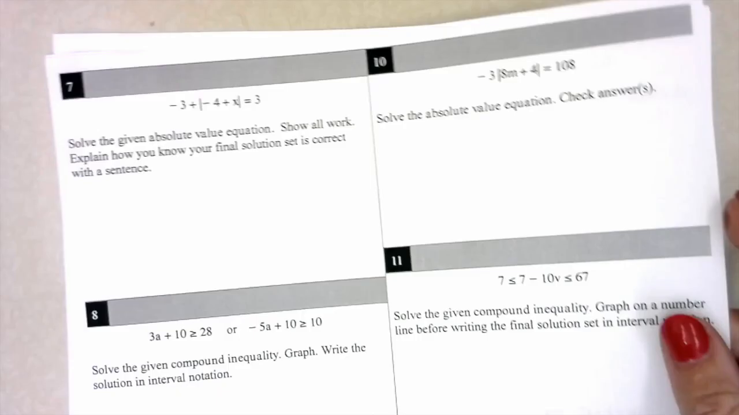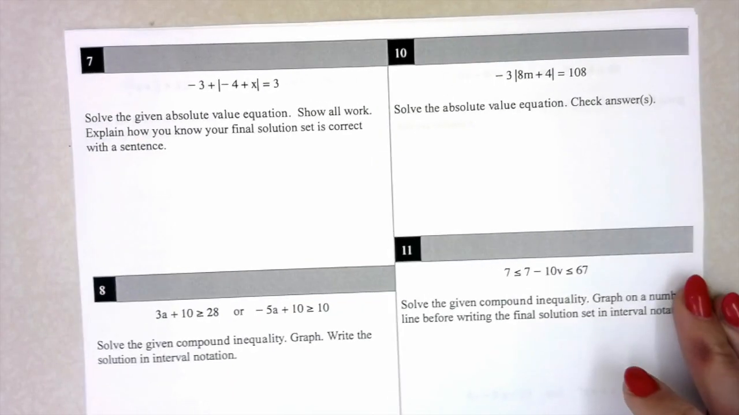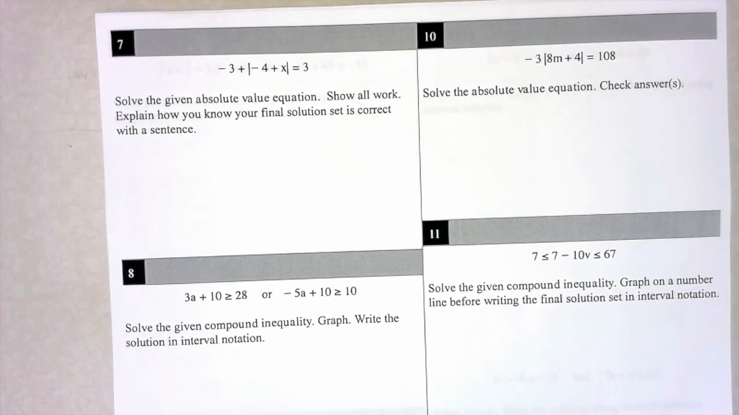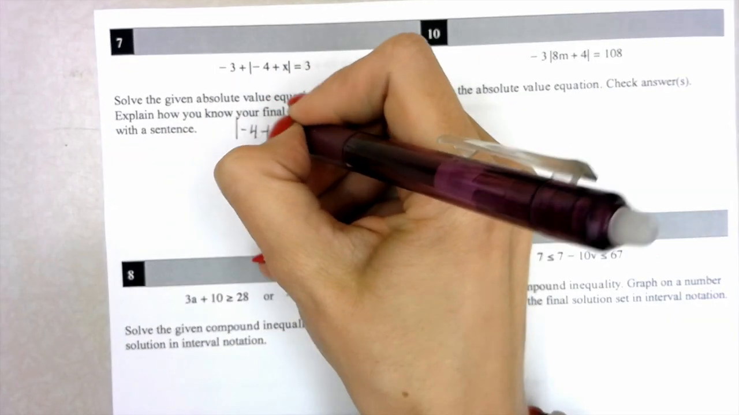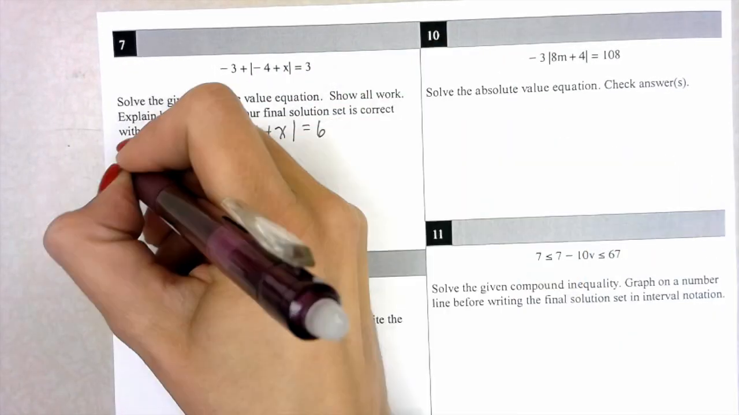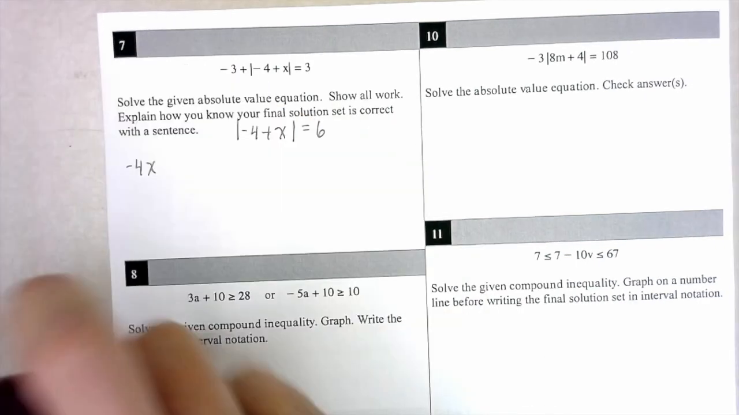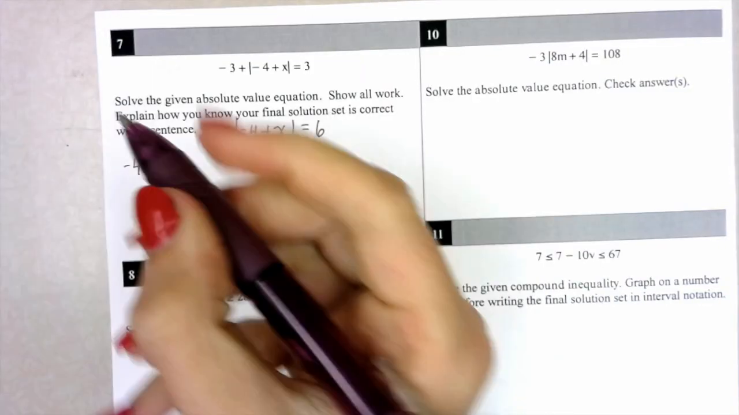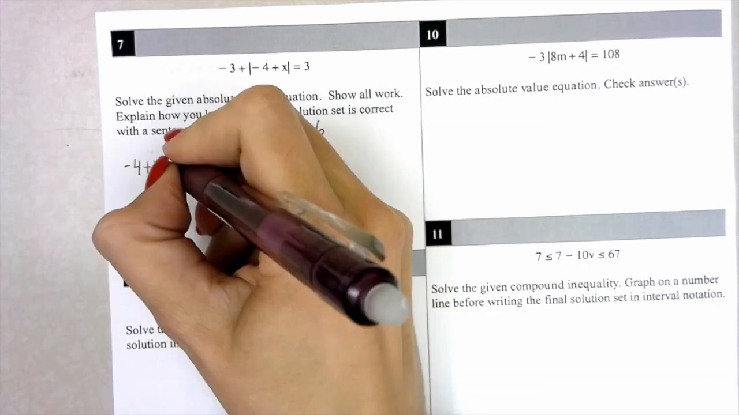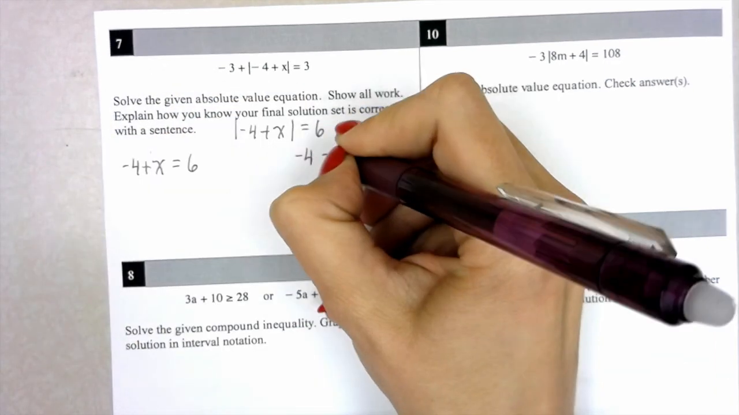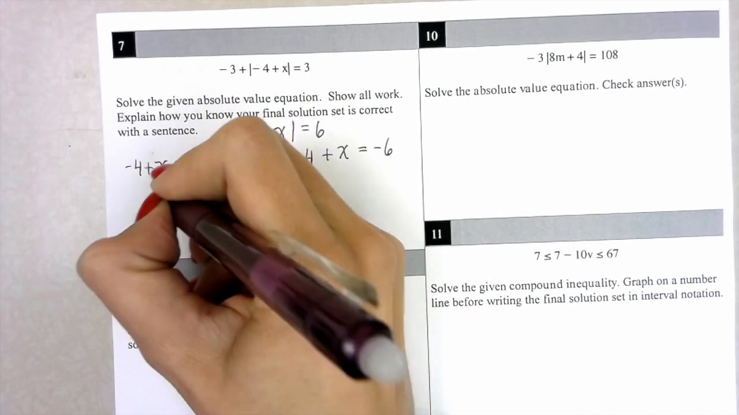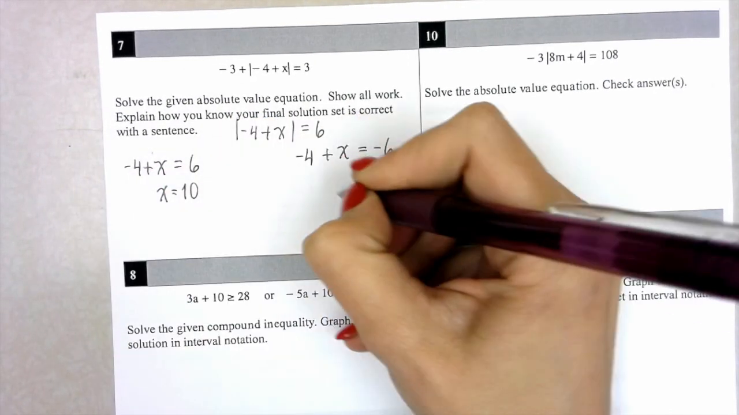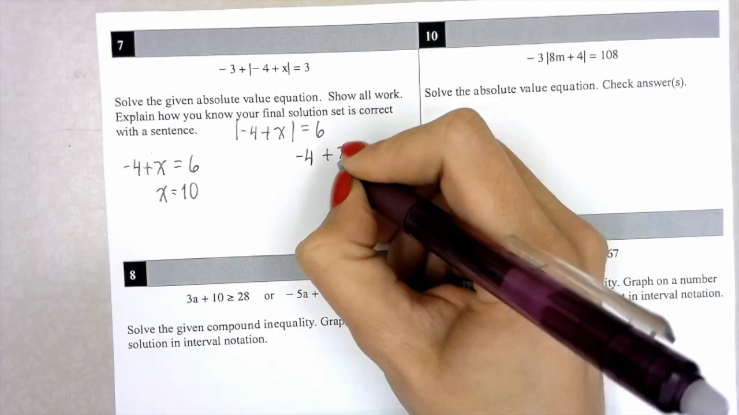Next. Negative 3 plus the absolute value of negative 4 plus x equals 3. Add that 3 over: absolute value of negative 4 plus x is going to equal 6. So negative 4x, not negative 4x, sorry, negative 4 plus x, take what's inside. Now it could equal 6, or negative 4 plus x can equal negative 6. Add 4 over, x is 10. Add 4 over, x equals negative 2. So I get 2 answers.